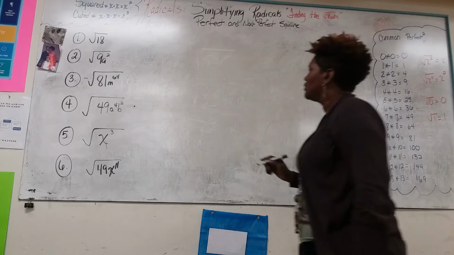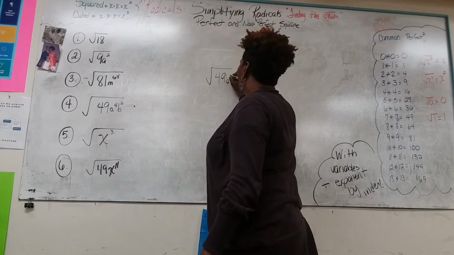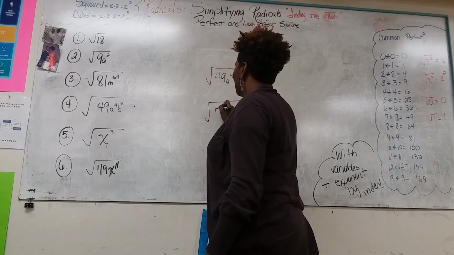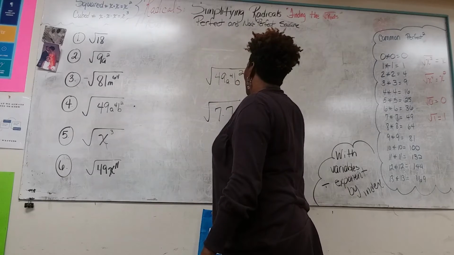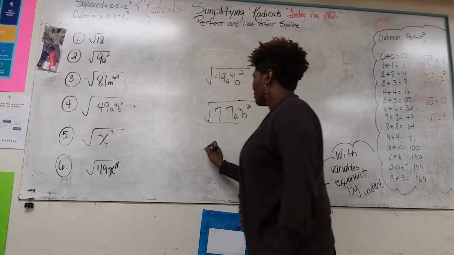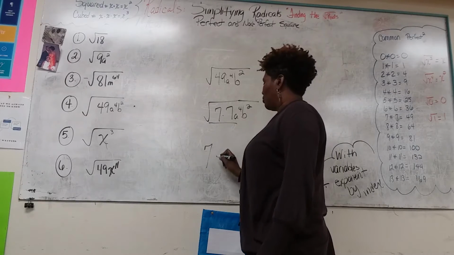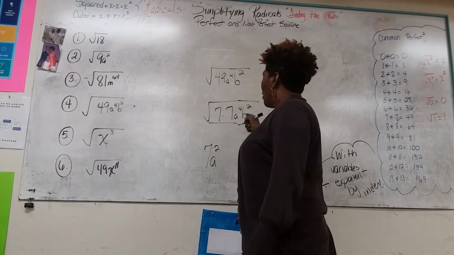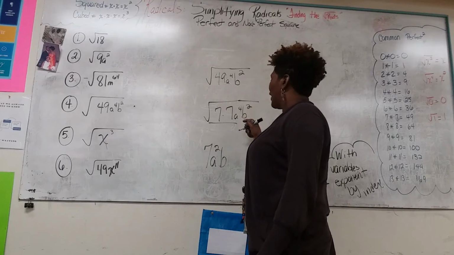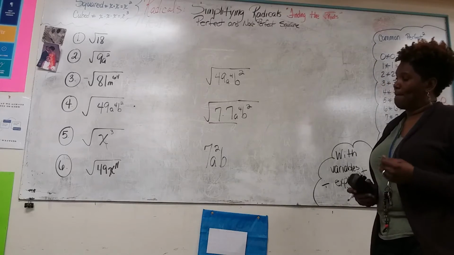All right, we're going to do this next one. Square root of 49, a to the 4th, b to the 2nd. I know that 49 is like saying 7 times 7, a to the 4th, b to the 2nd. I'm going to boot that 7 out because it's 2 of them. a to the 4th. What's 4 divided by 2? My index is going to be 2. What's b squared divided by 2? 2 goes into 2 one time. So my answer is going to be 7a squared b.